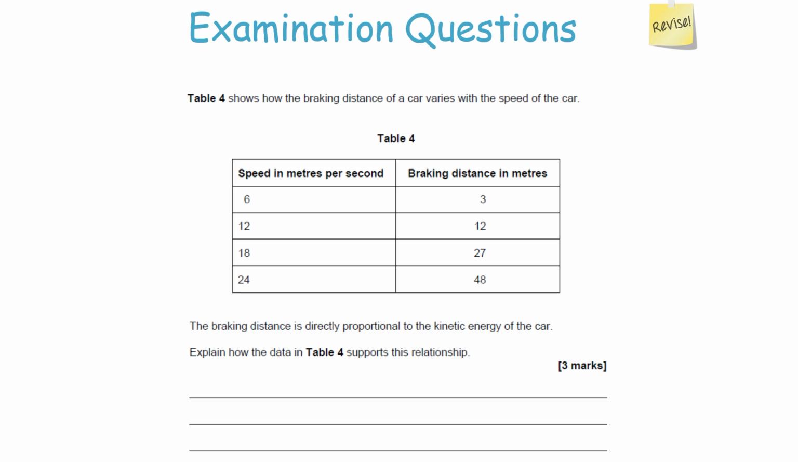Right, in this question, the first thing to realise is you are given braking distance, but you're not given the kinetic energy. You are given the speed of the car, not the kinetic energy. So the first thing to indicate is you know that speed links to kinetic energy with the equation kinetic energy is a half times by m times by v, which is velocity, but that's just speed in a direction, squared.